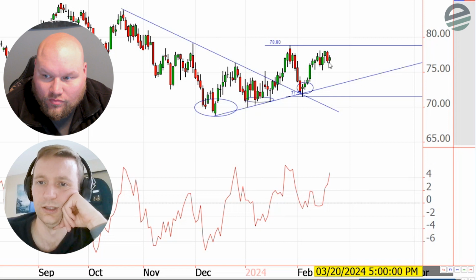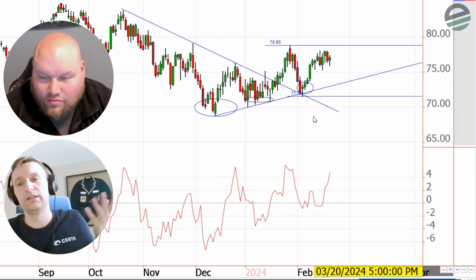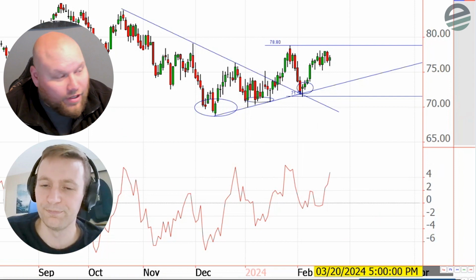I agree. I think the real test of that will be breaking below this low. You break below this low and then it's just like, see you later, alligator. So we'll see. I don't know. Is it going to be a bit cheaper for you to go fill up the tank? I don't know. Not yet.